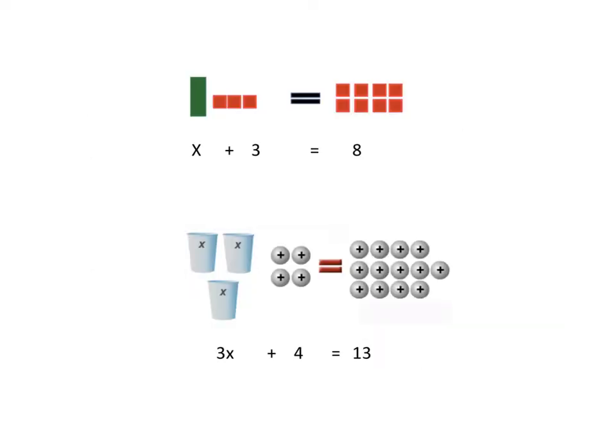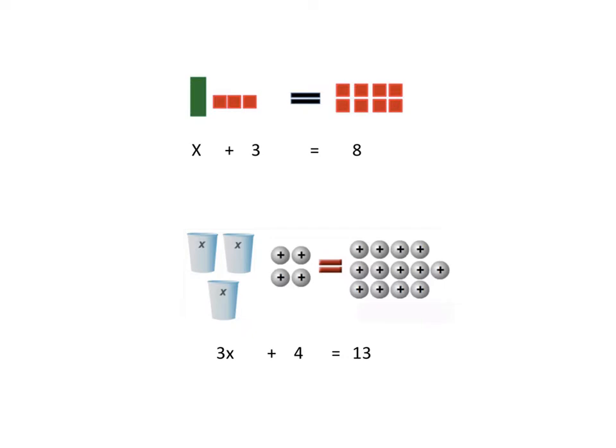So here we have two different examples. Let's look at this top example first. We have the equation x plus 3 equals 8. So it's represented by one rectangle that represents x, three little squares that represent 3, to equal 8, which is 8 little squares over here.